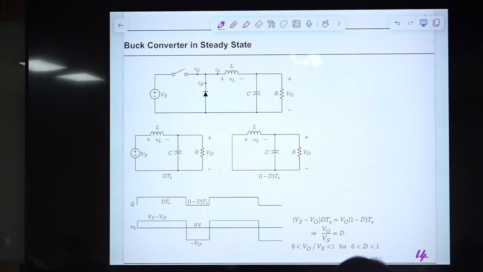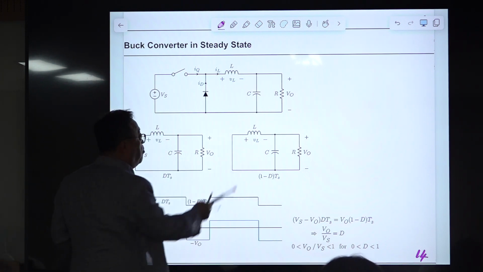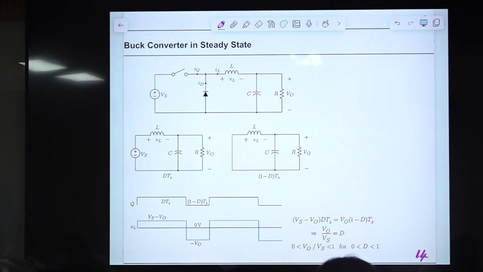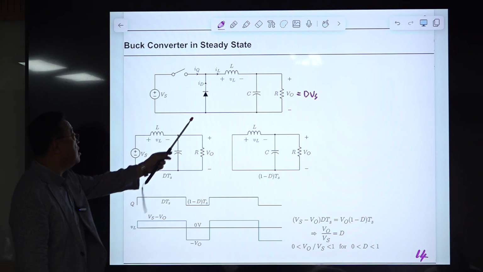Buck converter in steady state. Assume we have a buck converter that went through the startup process and reached steady state, and this is our output voltage. The voltage is constant, with the small-ripple approximation, and its value is already known: duty ratio times Vs. So this is pure DC.